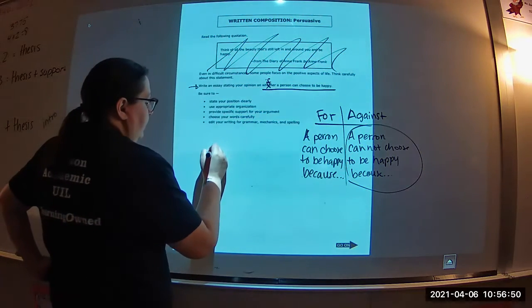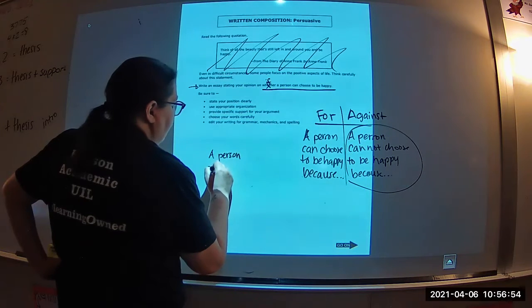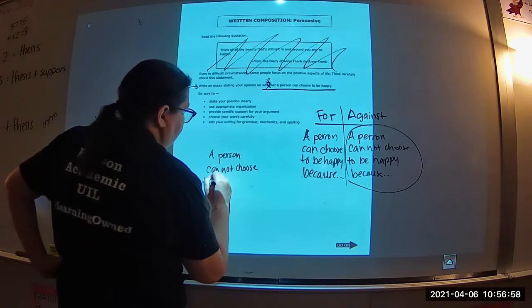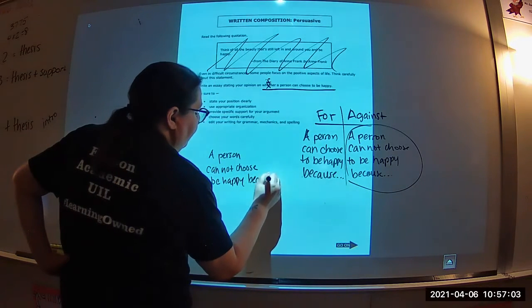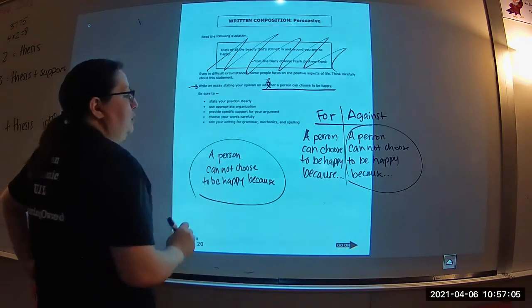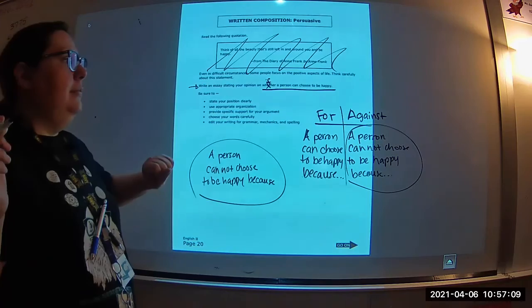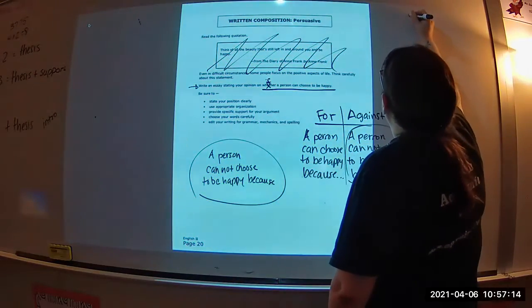So a person cannot choose to be happy because, and even before I go into brainstorming, what do I now have? I have my ACA, don't I? Yeah.